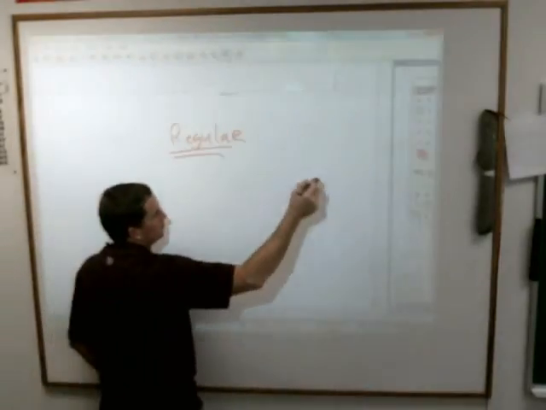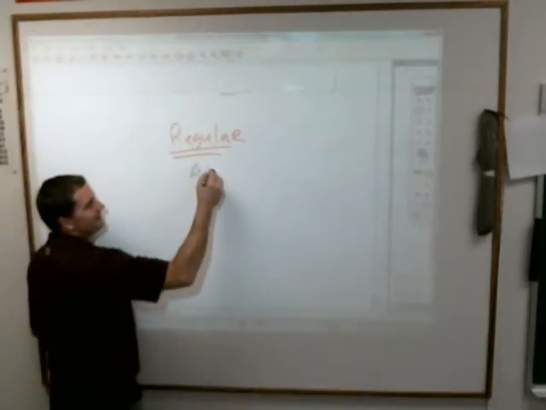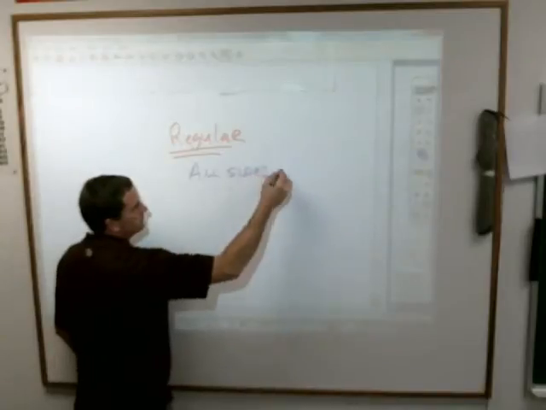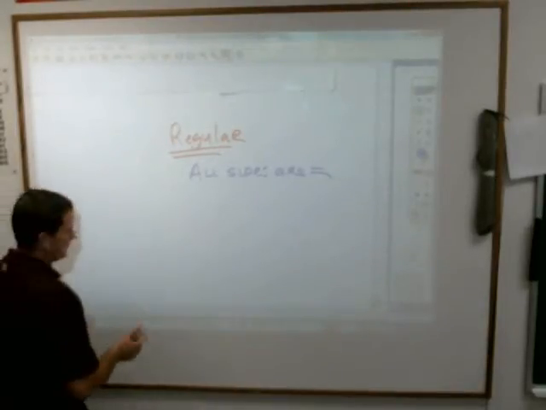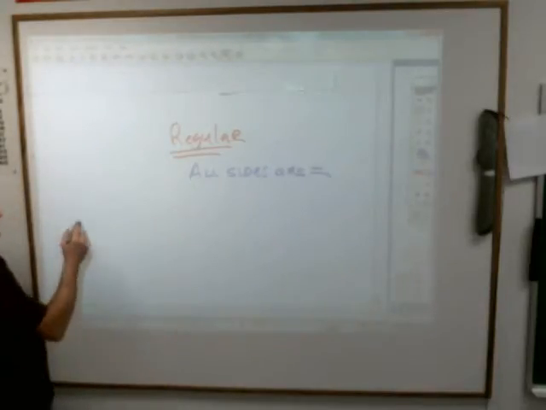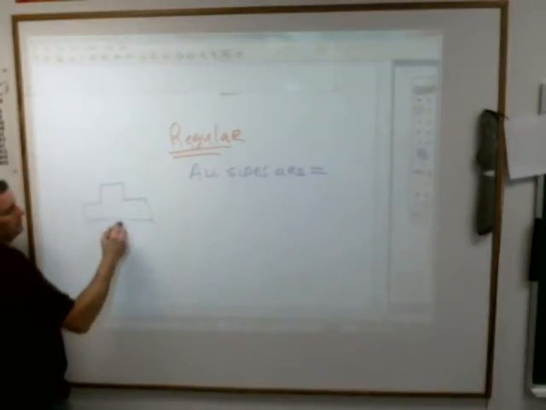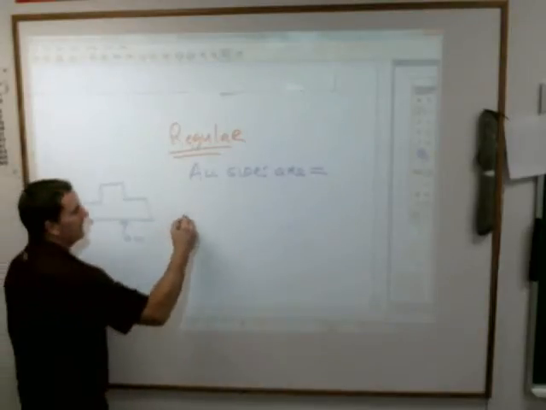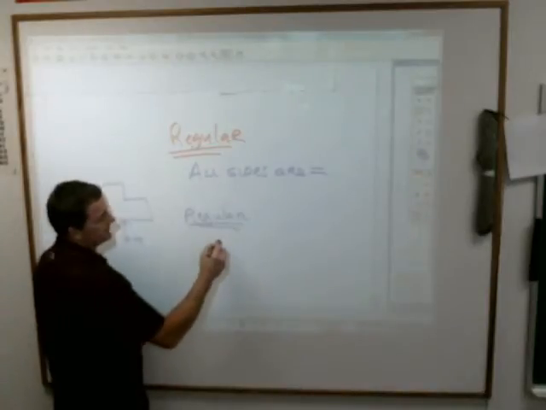If a shape is regular, that just means that all sides are equal. If something is regular, all sides are equal. Okay. So, like I said, this shape was an octagon, but if we're talking about a regular one, then we're talking about a stop sign looking thing.